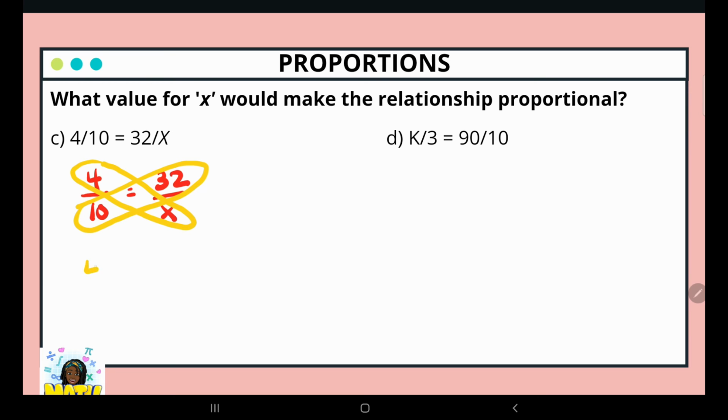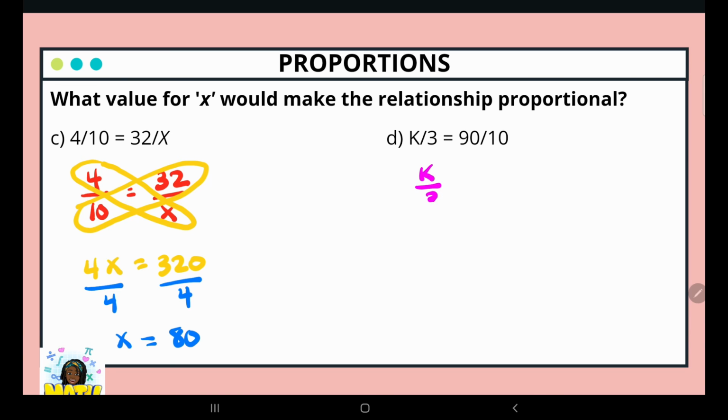So 4 times x is 4x. 10 times 32 is 320. In order to get this variable x by itself, I'm going to divide both sides by the number 4. 4 divided by 4 is 1x. 320 divided by 4 is 80. So for this example, the value of x that will make this relationship proportional is 80. Let's take a look at our next example.